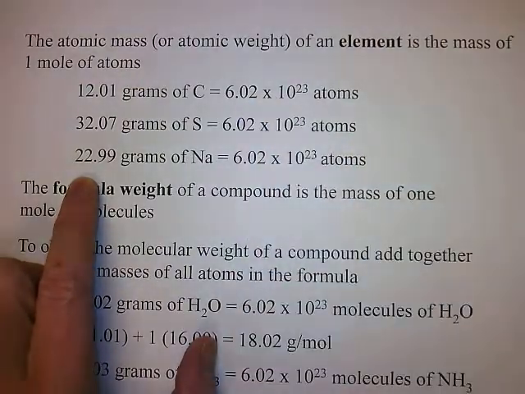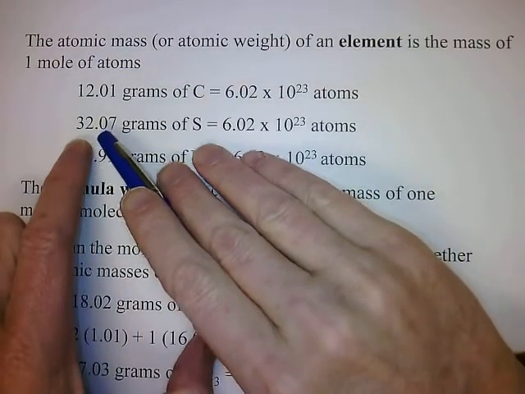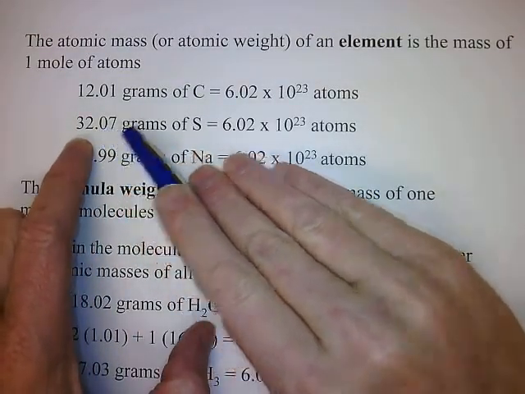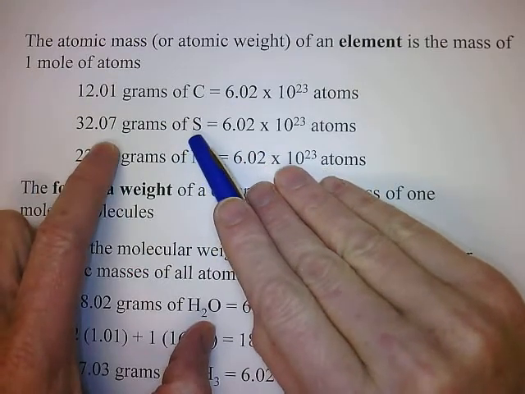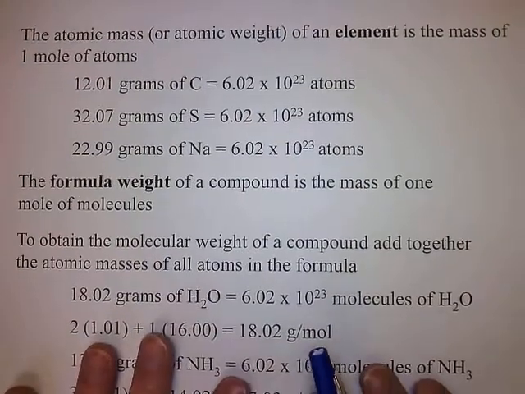So if you take a mass equal to the atomic weight of the element, you'll have a mole of atoms, right? So it takes a larger mass to make a mole of sulfur. Sulfur's heavier than carbon or sodium.